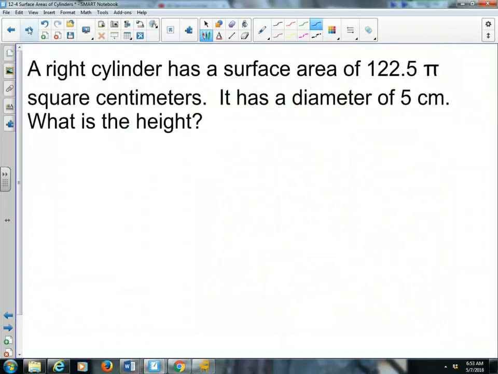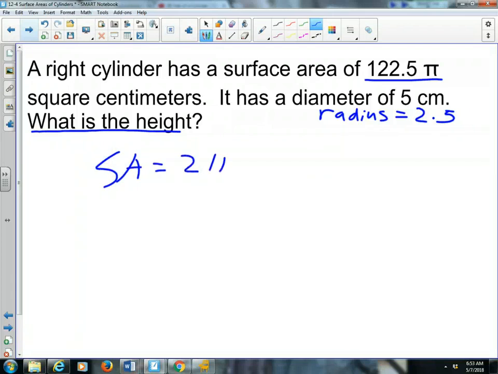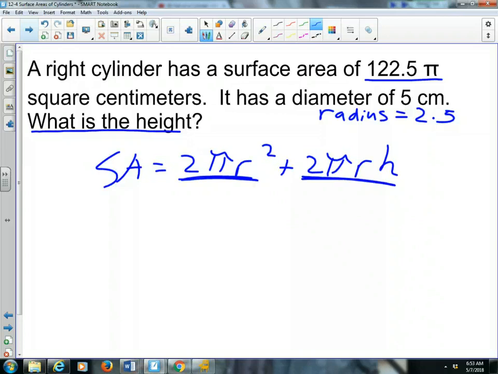Next, I give you the surface area, and you have to find something else. So here I give you the surface area is 122.5 pi. I want you to find the height when I give you the radius. I give you the diameter, but of course you could find the radius of that, right? It's half of the diameter, so the radius is 2.5. So here we go. The surface area of any cylinder is 2 pi r squared plus 2 pi r h. Isn't it wonderful? Because it's two circles, and it's one rectangle around the middle.